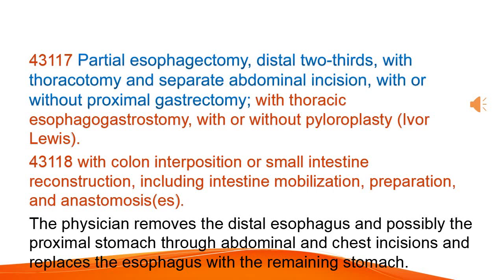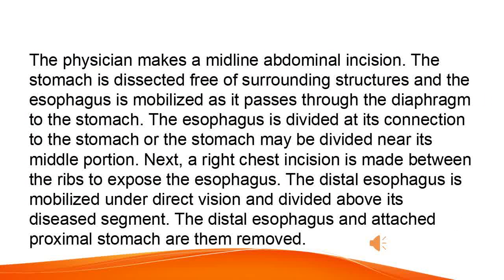Partial esophagectomy, distal 2/3, with thoracotomy and separate abdominal incision, with or without proximal gastrectomy, with thoracic esophagogastrostomy, with or without pyloroplasty, Ivor Lewis. With colon interposition or small intestine reconstruction, including intestine mobilization, preparation, and anastomosis, ES. The physician removes the distal esophagus and possibly the proximal stomach through abdominal and chest incisions and replaces the esophagus with the remaining stomach. The physician makes a midline abdominal incision.